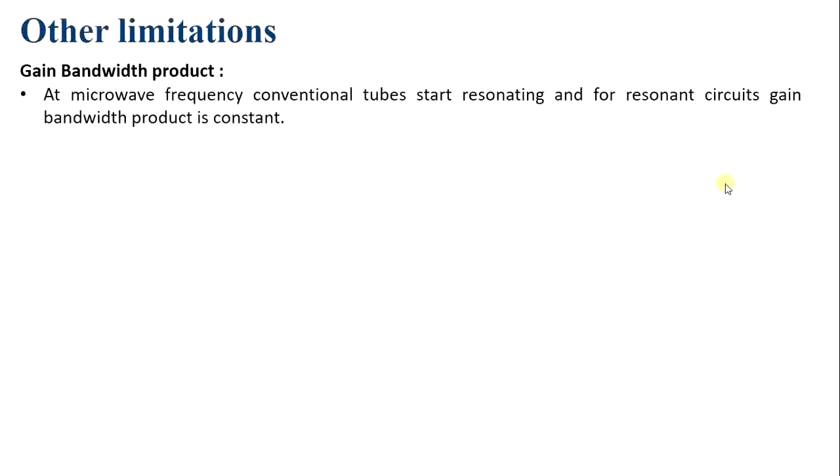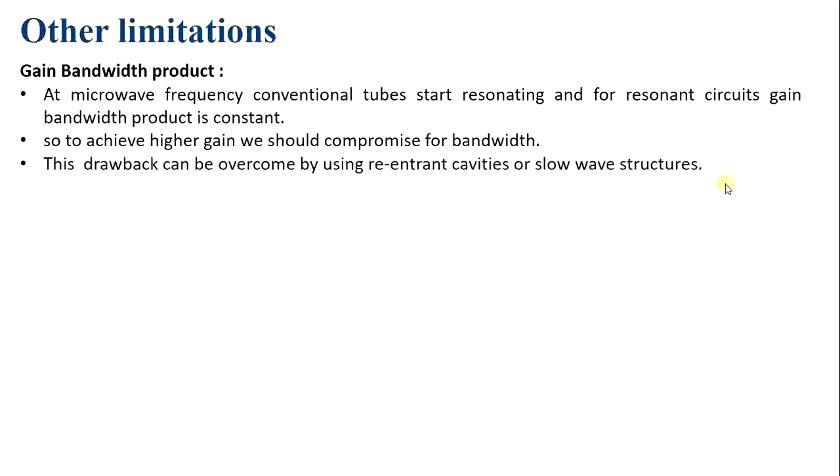Other limitations are the gain bandwidth product. At microwave frequency, the conventional tubes start resonating, and for a resonant circuit the gain bandwidth product is constant, so to achieve higher gain we should compromise on bandwidth. This drawback can be overcome by using re-entrant cavities or slow wave structures. The next limitation of conventional tubes is the skin depth, which contributes to conduction loss.